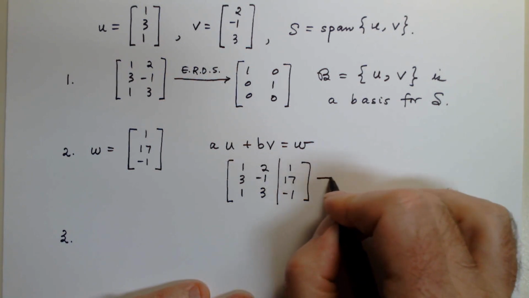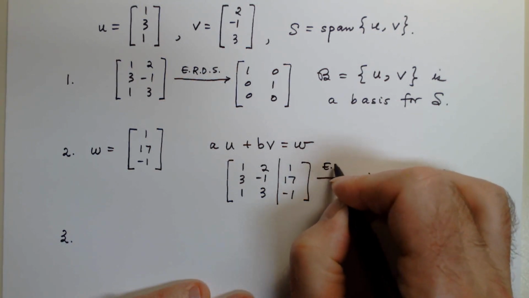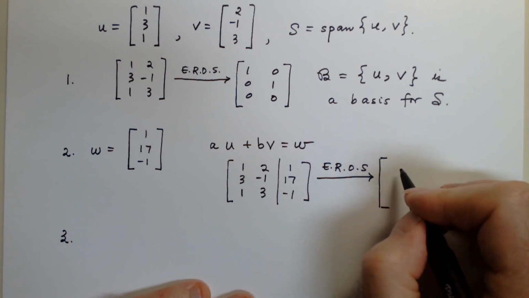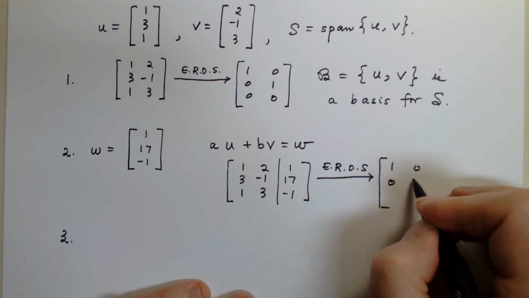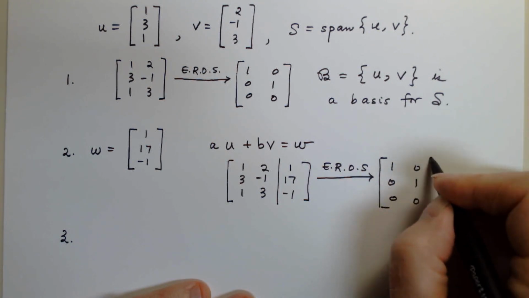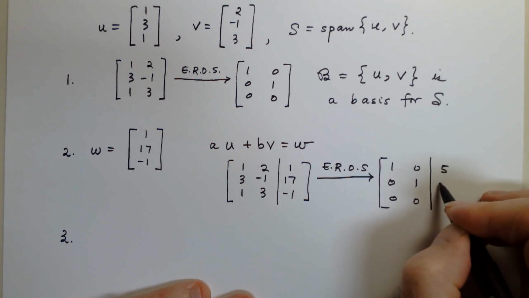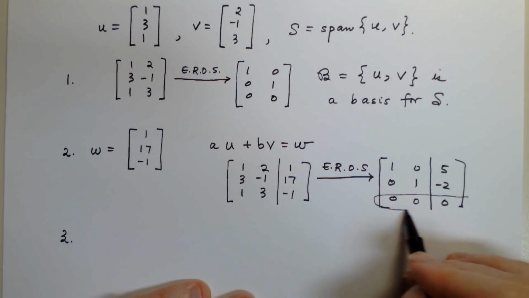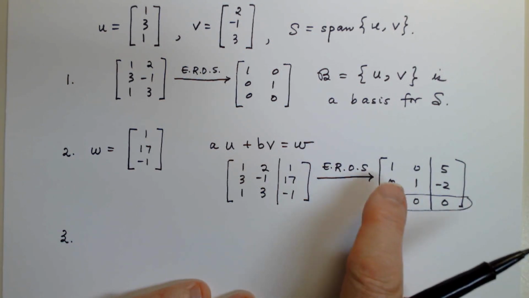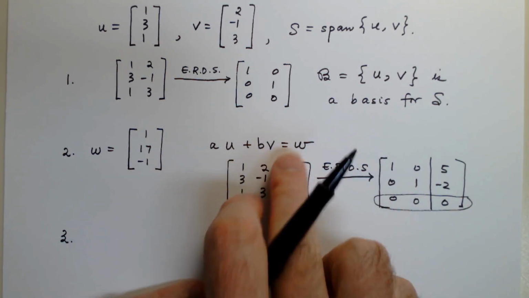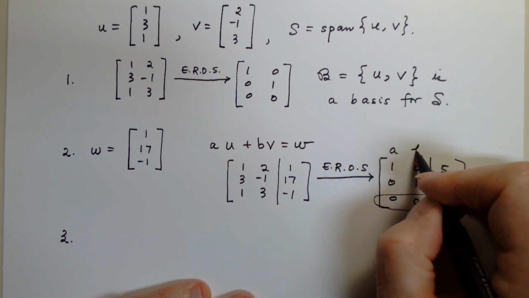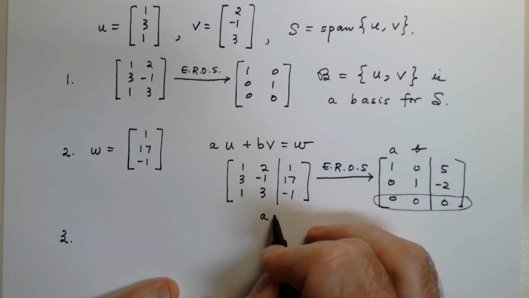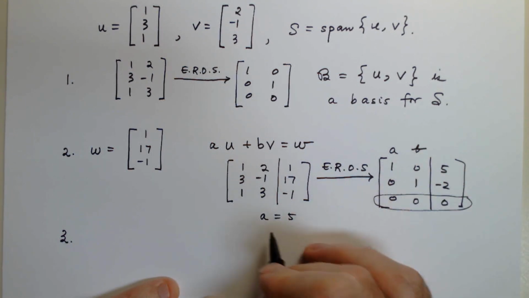Now, when you do that, I've done this work. There's a sequence of elementary row operations that you can perform that will bring this to 1, 0, 0, 1, 0, 0, and 5, -2, 0. So the system's consistent. There's nothing inconsistent with that row. Our columns are going to correspond to the coefficients a and b. And so we can see right out of this that a is equal to 5 and b is equal to -2.